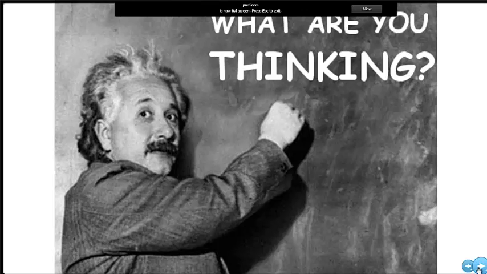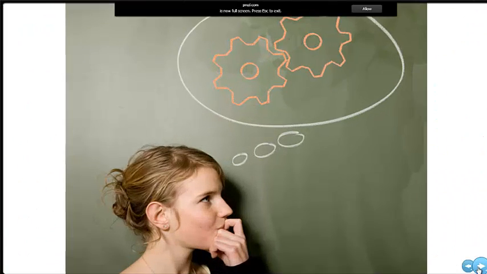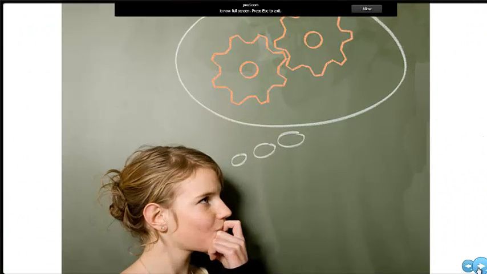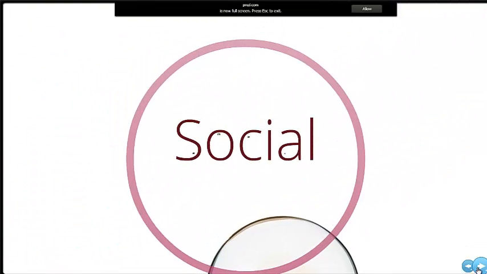Now, Einstein here is saying, what are you thinking? But in mental health, we actually take a look at more how are you thinking than the what. And then obviously we want to keep the gears turning in our brain. Our brain, although it's not made of muscle tissue, works very much like a muscle, where the more we use it, the more information we learn, the better and more efficient our brain functions.